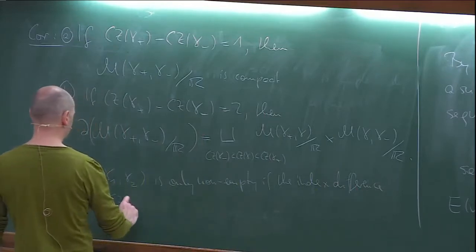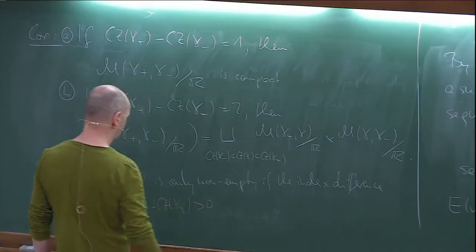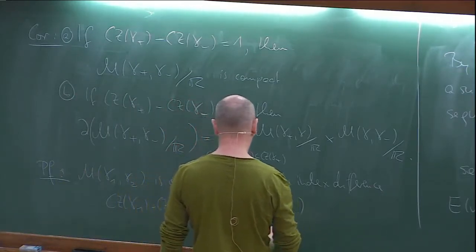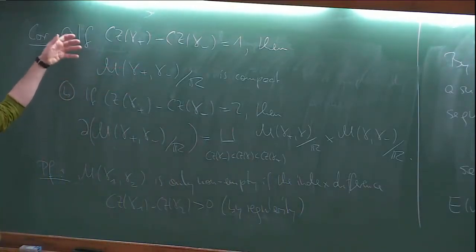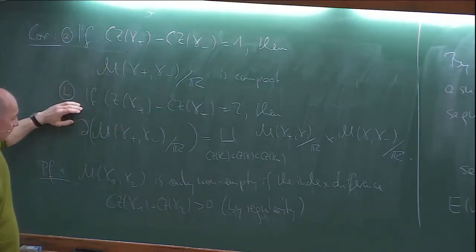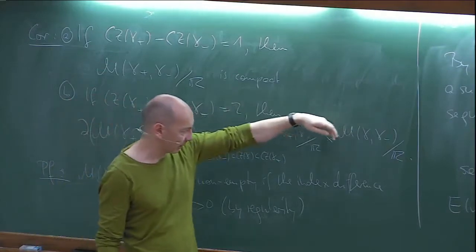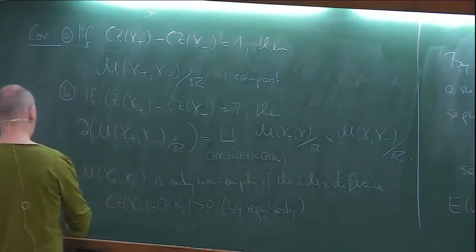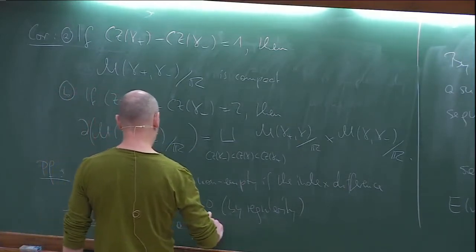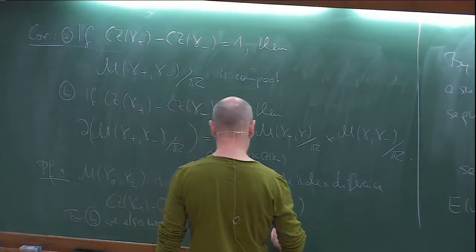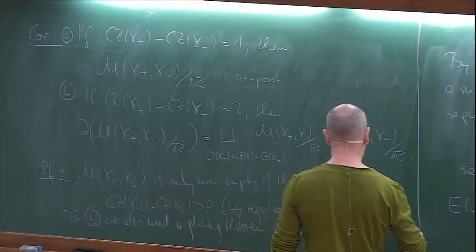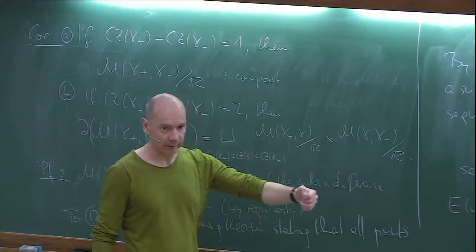So if the index difference of the Conley-Zehnder indices is positive, that's by regularity. So that immediately proves A, because there's no way in which such a sequence can converge to some non-trivial limit. And for B, you get that these are all the possibilities, and then you have to prove a gluing theorem which states that any broken flow line indeed does arise as a limit in a unique way.